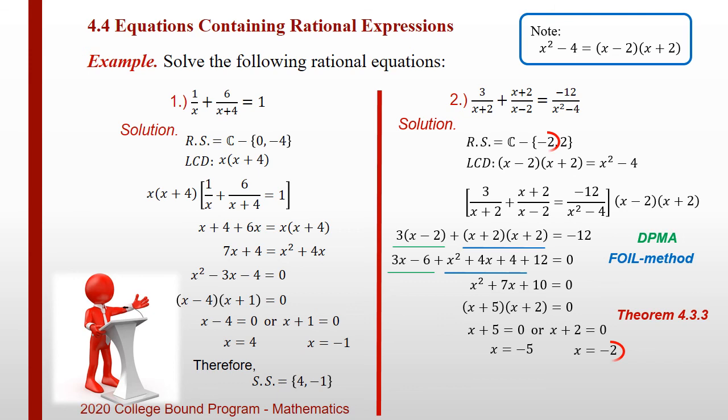Notice that the second value of x is in the restriction. This means that we have to reject x equals negative 2 because it will make the given equation undefined. Therefore, the solution set is the set containing negative 5.